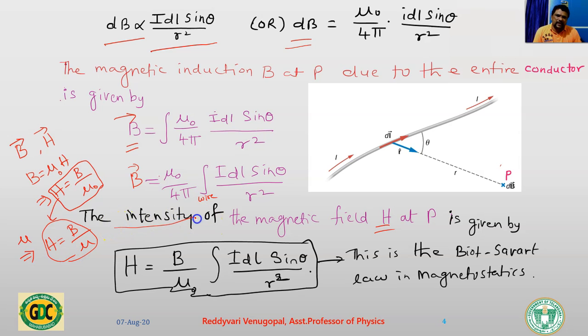So the intensity of the magnetic field at P is given by H bar is equal to B bar divided by mu naught, integral I dl sin theta divided by r square. So this is the Biot-Savart's law in magnetostatics.